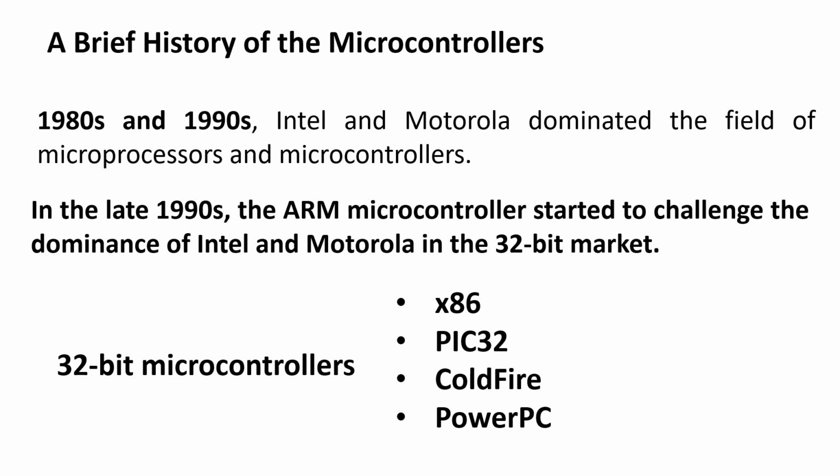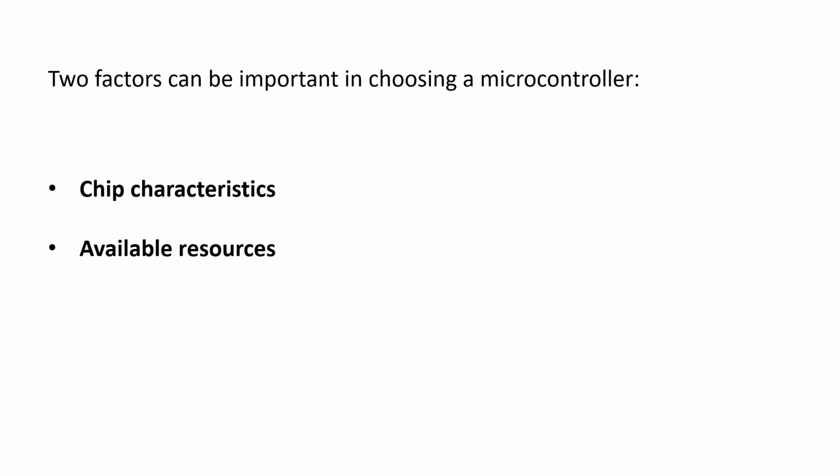In the late 1990s, the ARM microcontroller started to challenge the dominance of Intel and Motorola in the 32-bit market. So 32-bit microcontrollers, examples include x86, PIC32, Coldfire, PowerPC, right? So Intel had this major 32-bit chip market. But ARM came along knocking.